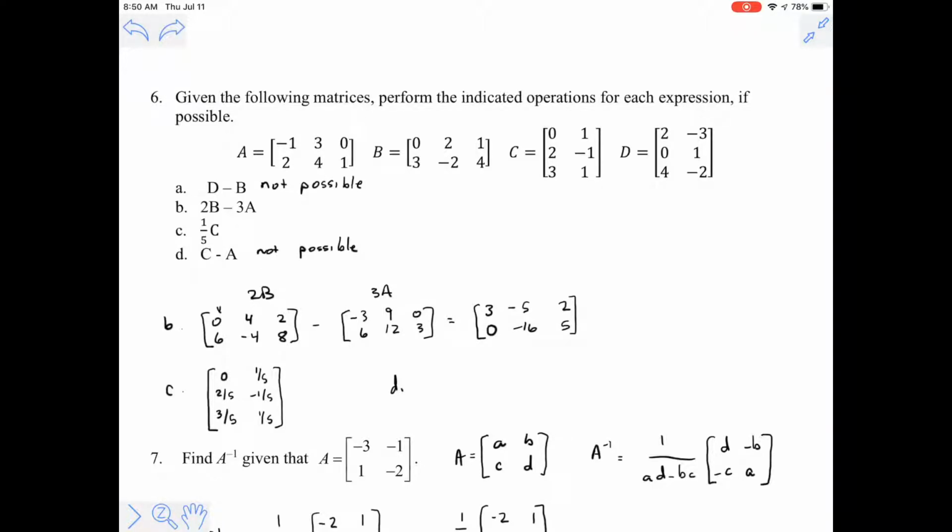Corresponding entries just subtract. So 4 minus 9, negative 5. 2 minus 0 is 2. And then here, 6 minus 6 is 0. Negative 4 minus 12 is negative 16. And 8 minus 3 is 5. For part C, 1/5 times matrix C. Just take every entry in matrix C and multiply it by 1/5, which is what I've done here for part C. And then part D is also not possible because matrix C and matrix A are not the same size.